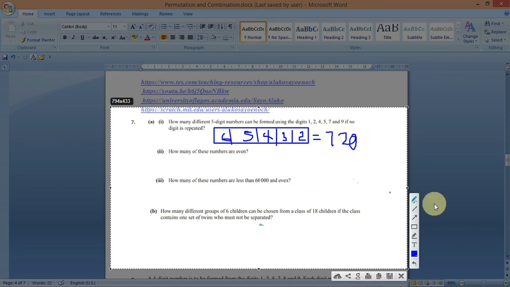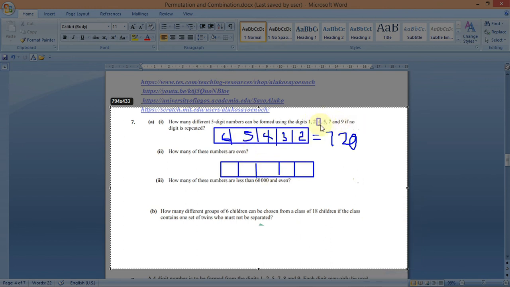Then for this one, how many of these numbers are even? So I want 5 boxes. Why am I saying boxes? It's like squares or whatever. Boxes would be more of a solid shape. So 1 2 3 4 5. Now even. For the number to be even, it should end with 2 or 4. These are the only 2 possibilities.